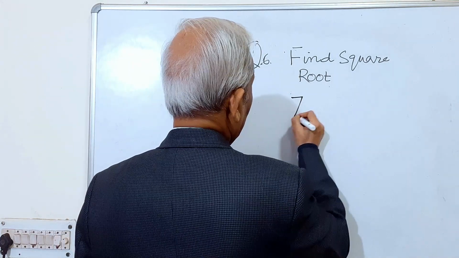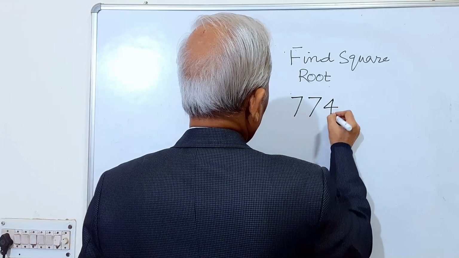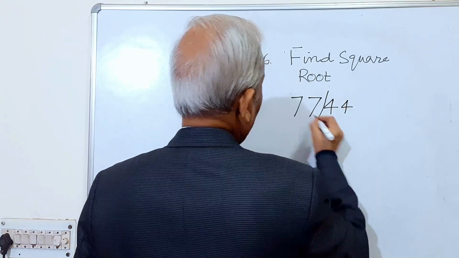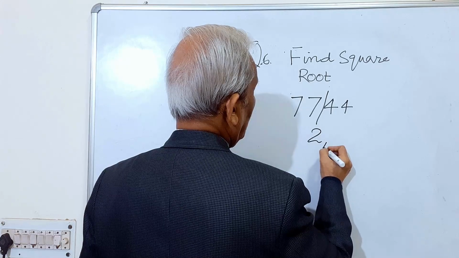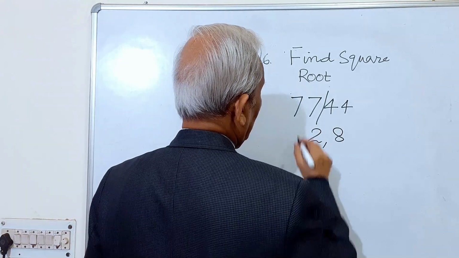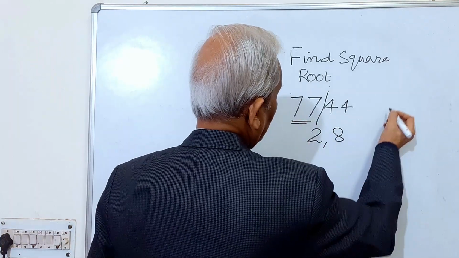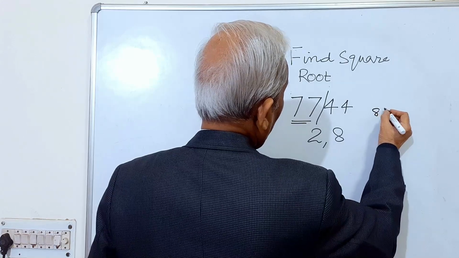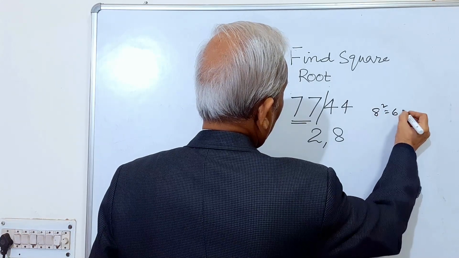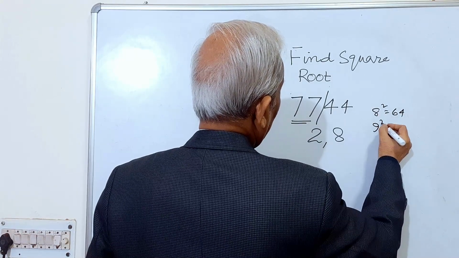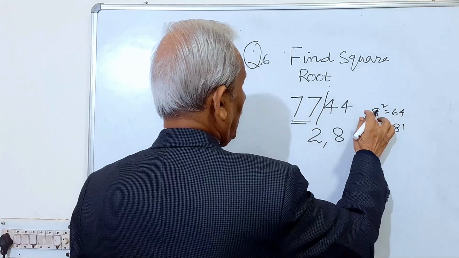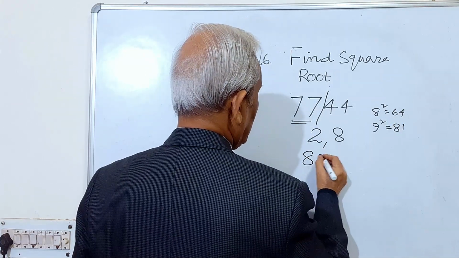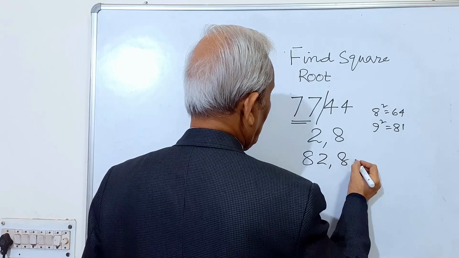7744. 4 here means what? Either it will become 2 or it will become 8. And here 77 means 8 square is 64, 9 square is 81. So it cannot become 9, it will become 8. So the answer will be either 82 or 88.